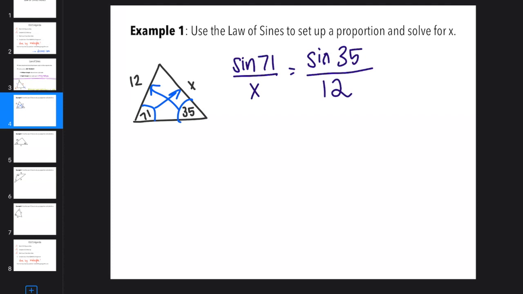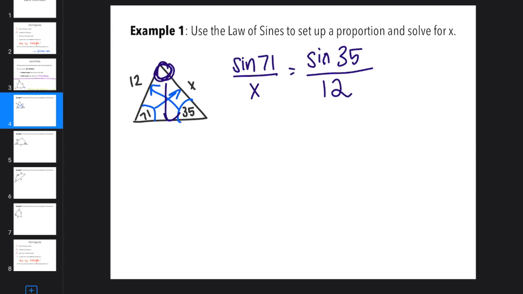Now, when I first went through this unit with honors, a couple questions they had was, how do I know what measures to use? Well, it's going to be the measures and the evidence that's available to you, and it has to be a consistent ratio. So I chose 71 over x because it was my angle and side that are opposite, and 35 and 12 because that was my angle and side opposite. If I knew this angle and this side, I could also set that up equal to this to solve for x. It's just whatever evidence is available to you. Another question I got was, how do you know whether to use sine, cosine, or tangent? Well, this is the Law of Sines, so you will only be using sines.